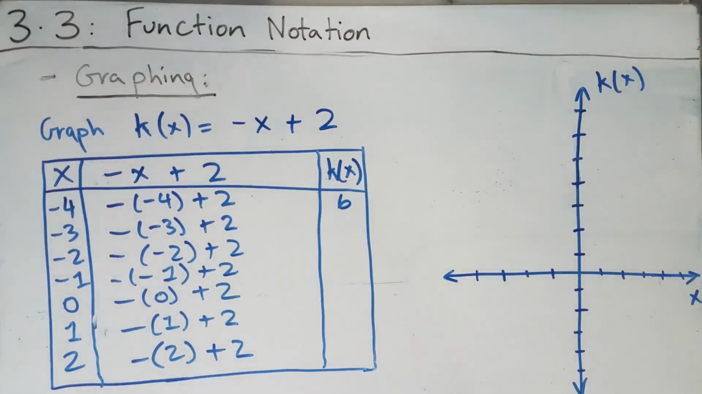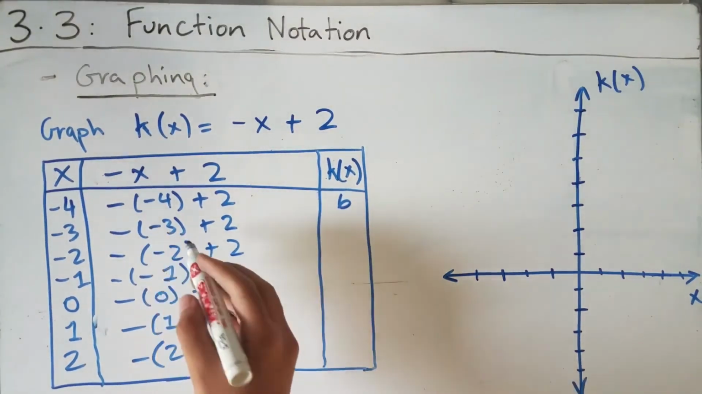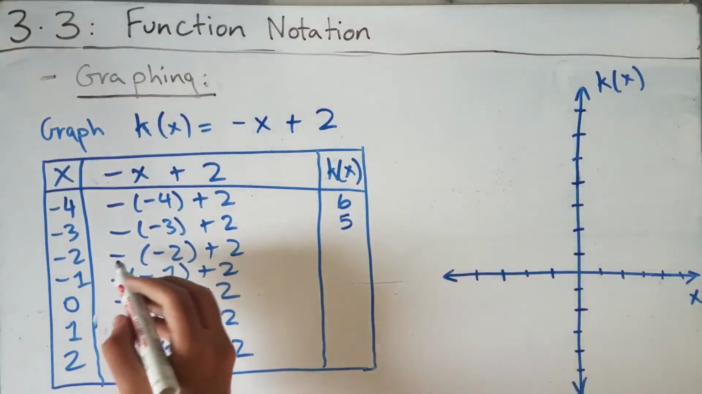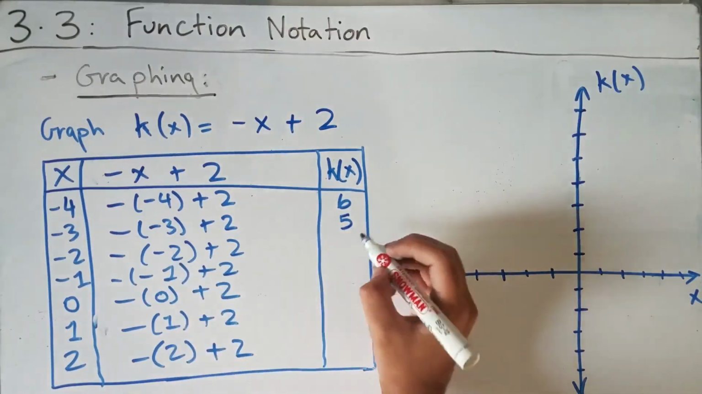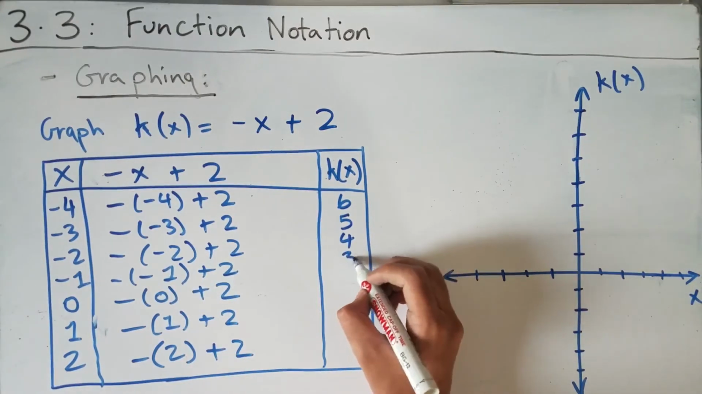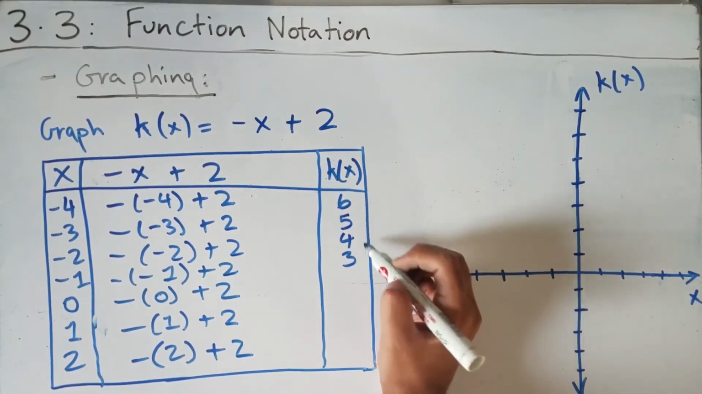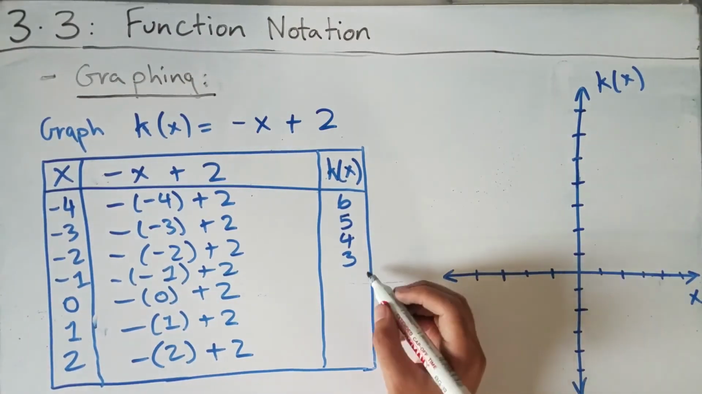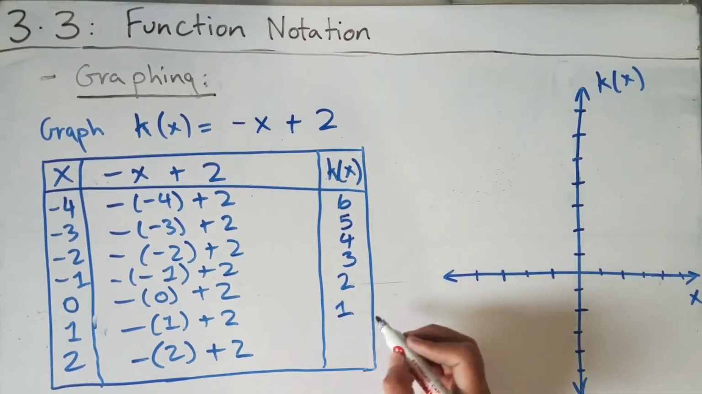Now let's solve all of these for k of x. So negative times negative 3 is 3, plus 2, which is going to be 5. Negative times negative 2 is 2, plus 2, which is 4. Negative times negative 1, which is positive 1, plus 2 will give us 3. So you can see the pattern, we're just decreasing by 1 as we increase x by 1. So our next ones are going to be 2, 1, and 0.